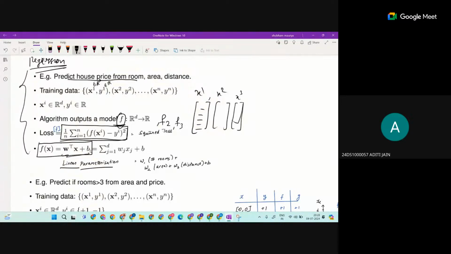Sir, in this, f(x) is equal to w transpose x plus b. What is b here? Sir, it is the bias. Weight or something is added here. Generally, for example, I am just giving a model, that f(x) is equal to 2x plus 3.